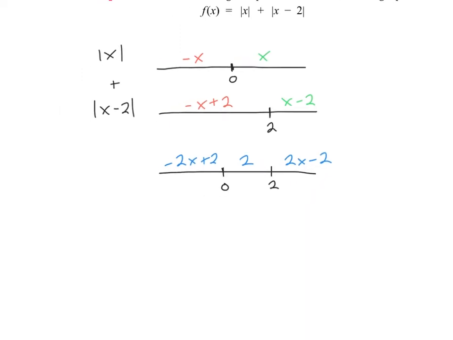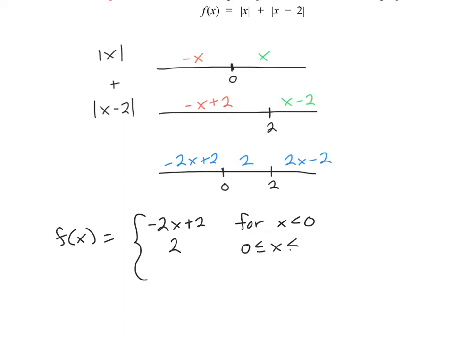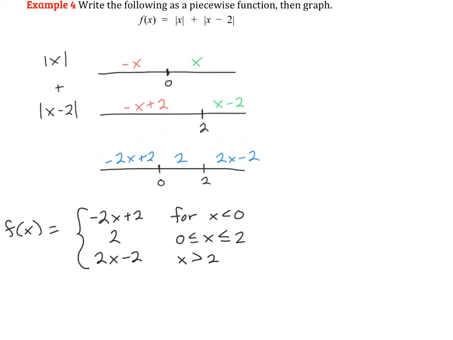So let's write our final solution as a piecewise function before we graph. So we have the equation negative 2x plus 2 for all x values less than 0. We have the constant function 2 for any values between and including 0 and 2. And then we have the function 2x minus 2 for all x values greater than 2. And now we can sketch a graph.